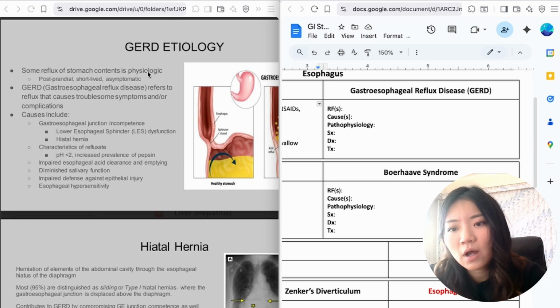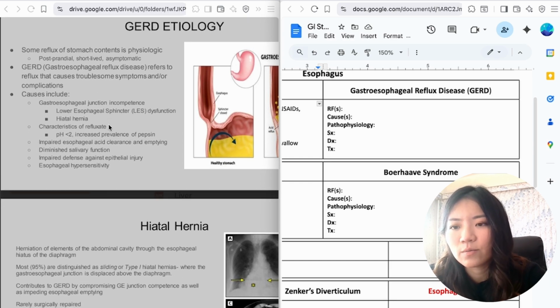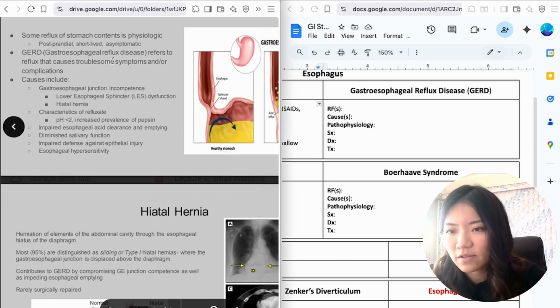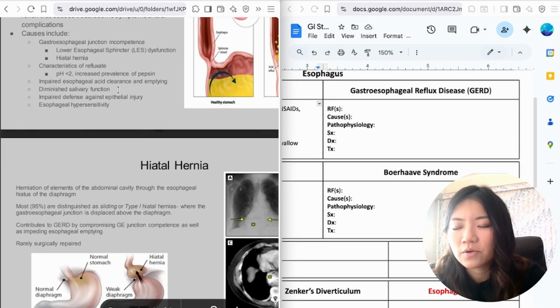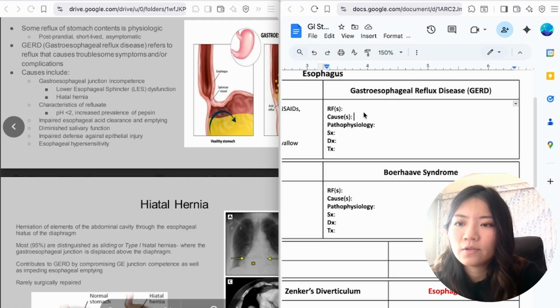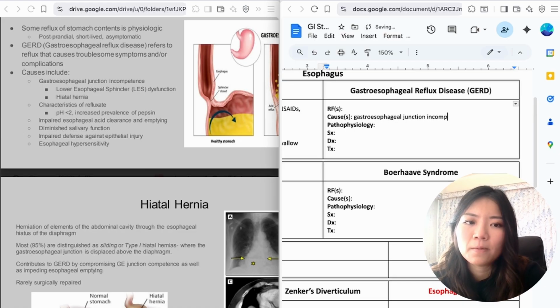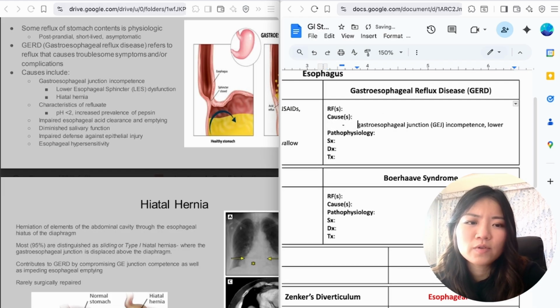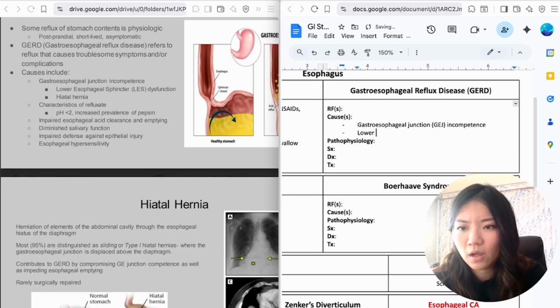Some reflux of the stomach contents is physiological, like that's all whatever. It refers to reflux that causes troublesome symptoms and or complications. That's all kind of throwaway language. Causes. So here we are. Causes. Gastroesophageal junction. Incompetence. This I just know because I've looked at it so many times. It's abbreviated that way. And then I also have lower. So for long ones like this, because they already take up almost the entire line, I just bullet them out.